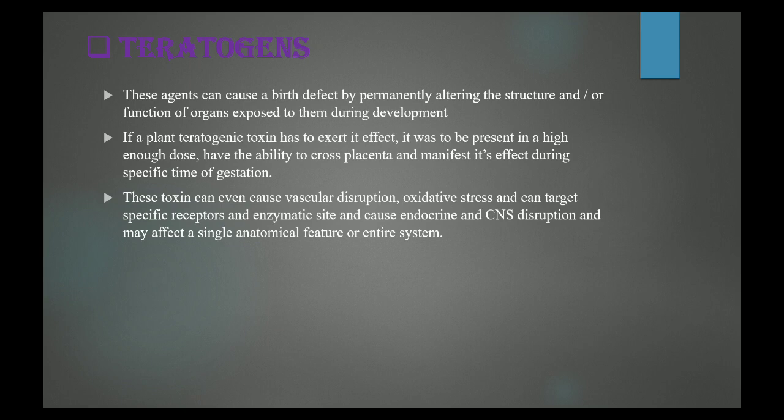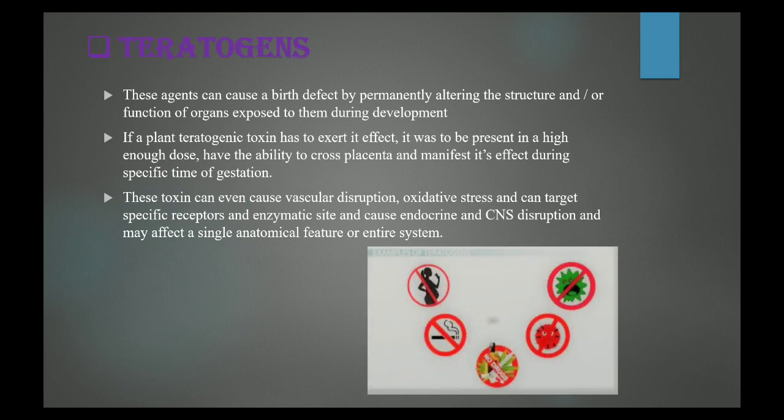These toxins can even cause vascular destruction and oxidative stress, and can target specific receptors and enzymatic sites and cause endocrine and CNS disruption, and may affect a single anatomical feature or an entire system. Then is the birth defect. A teratogen agent will cause birth defects by permanently altering the structure and functions of the organ exposed during development.